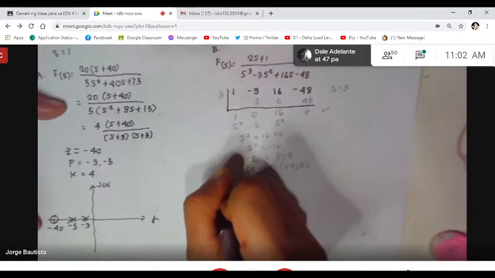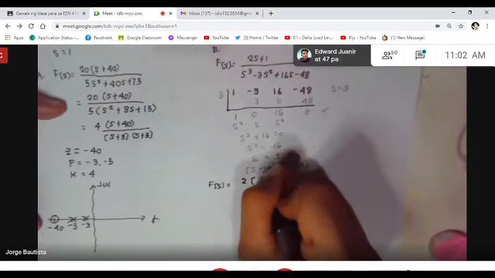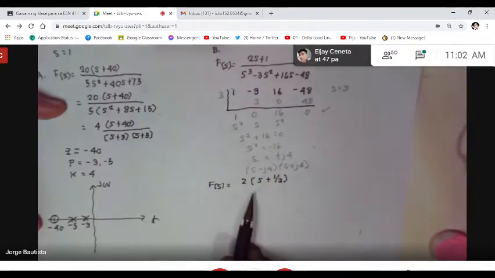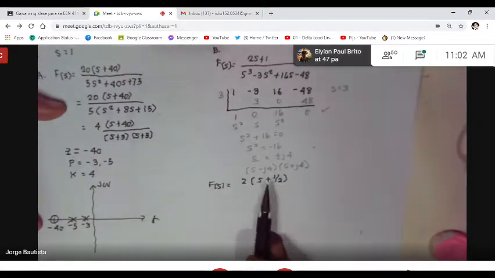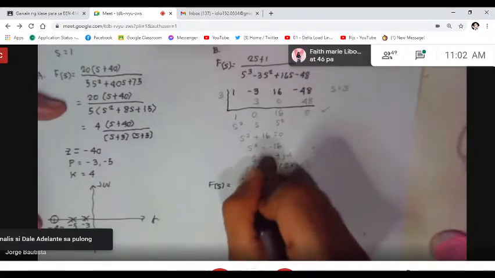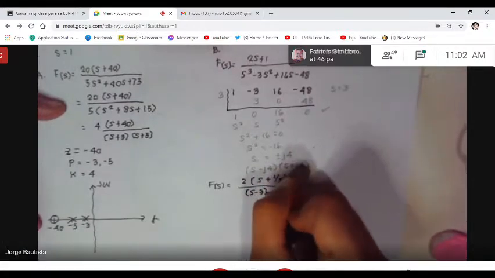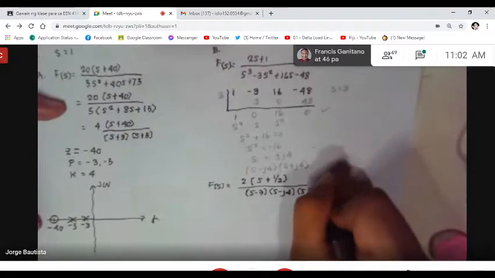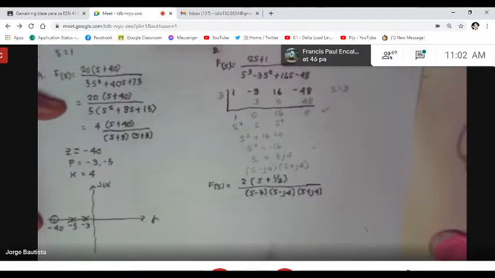F of s equal to 2 times s plus 1 half. Nilabas ko na yung 2 eh. Nilabas ko yung 2, so kailangan mag-divide ako ng 2. So s plus 1 half, divided by s minus 3, s minus j4, and s plus j4. Ayan. Ito na yung pinaka-equation mo.